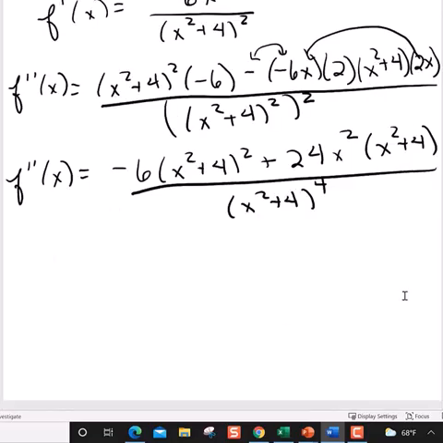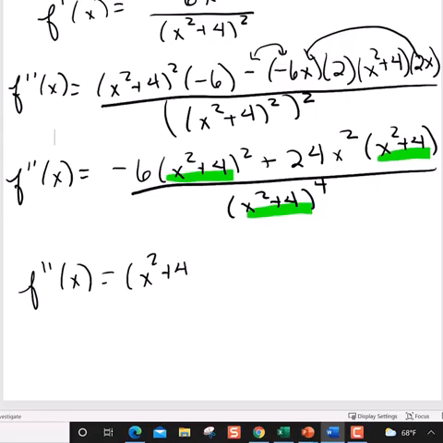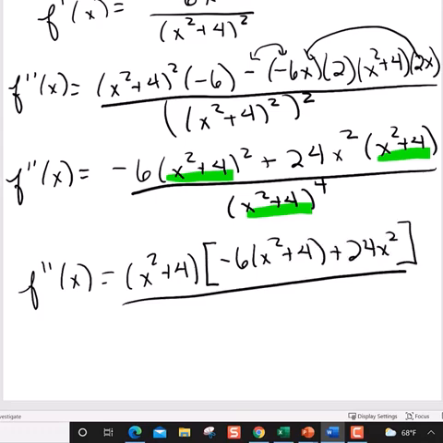So what I see that's particularly important to me is that I have x² + 4 and x² + 4 and x² + 4. Since it is everywhere, I could factor it out and get rid of one power. So now if I take out the x² + 4, just one power of it, I still have a −6 times (x² + 4). I have 24x². And on the bottom, I have (x² + 4) to the 4th. I can cancel one power from the top with one power from the bottom.